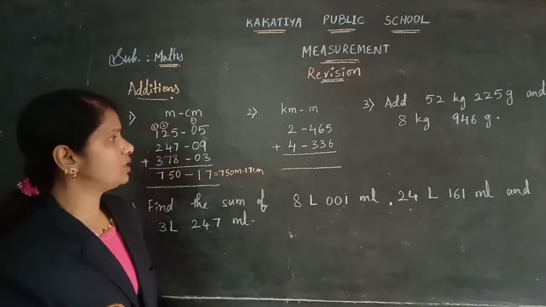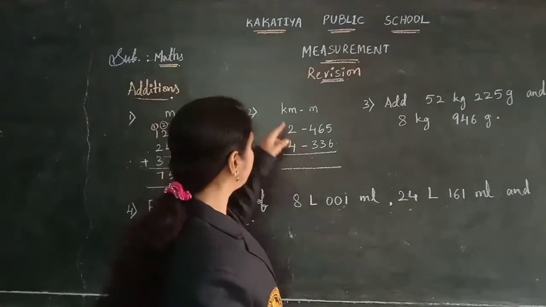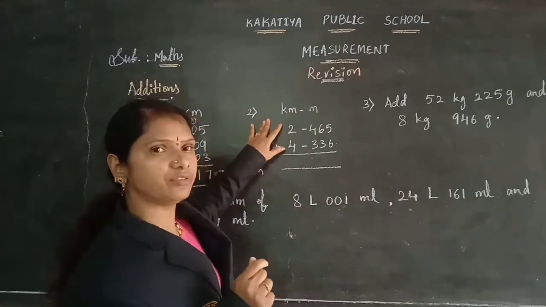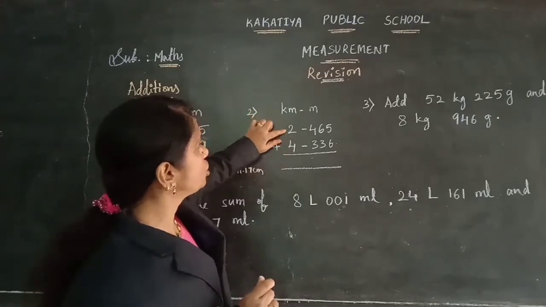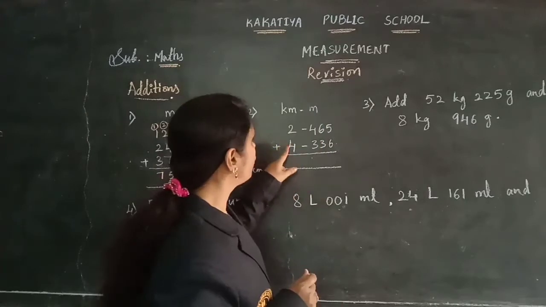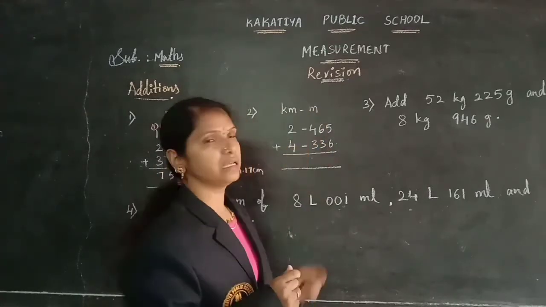Okay. Now let's do the addition of this number here. Now they have given here measures in kilometers and meters. So how can we read the number here? First number in this given problem, 2 kilometers 465 meters, and 4 kilometers 336 meters.